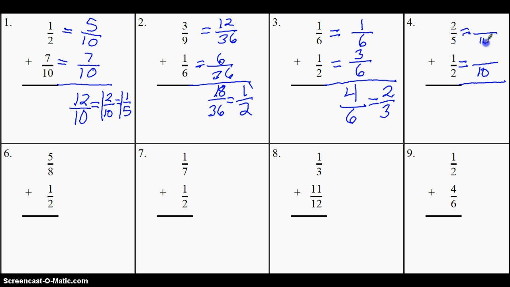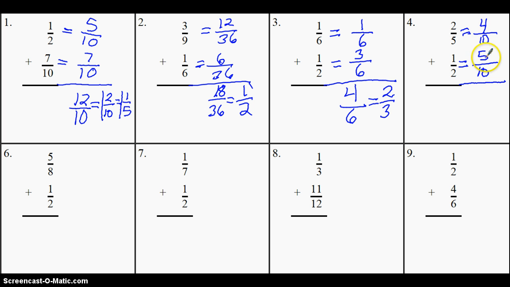What do I have to multiply 2 by to get 10? Well, I know that 10 divided by 2 gives me 5. I know that 2 times 5 gives me 10. So 1 times 5 gives me 5. And I know that 5 times 2 gives me 10 because 10 divided by 5 equals 2. 5 times 2 equals 10, so 2 times 2 equals 4.